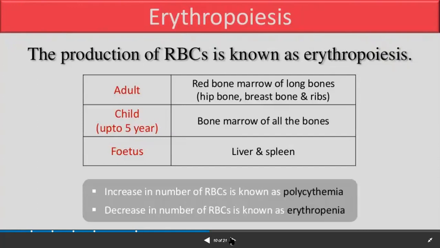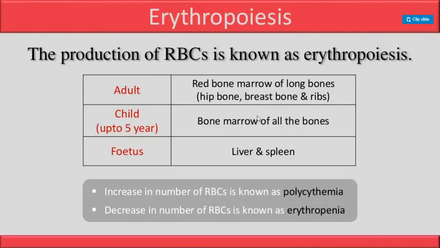So you have your bone marrow, especially the long bones, the hip bone, that is the femur, and then the breastbone, the sternum, and the ribs. These are the major places where red bone marrows are, so red blood cells are produced in an adult, okay? And the process is called erythropoiesis. Now, in a child up to 5 years, the bone marrow of all bones produces red blood cells. So a child, from let's say 1 year to 5 years old, produces red blood cells in the bone marrow of all bones.